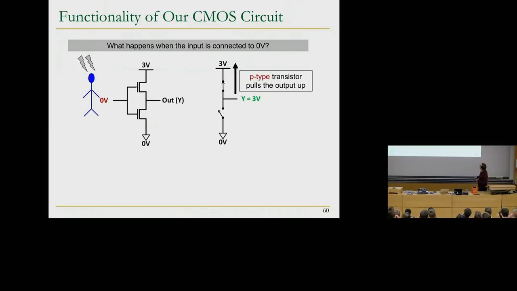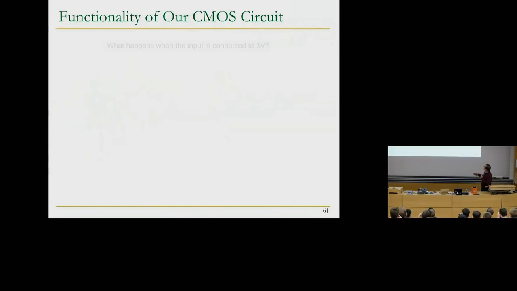Okay, basically the P-type transistor pulls the output up, and the N-type transistor cannot pull the output down because it's not connected. It's open circuit at that point. If it were actually somehow pulling the output down, then you have a problem, right? But that's why it's complementary. When this is turned on, this is turned off. When this is turned on, this is turned off, as we will see.